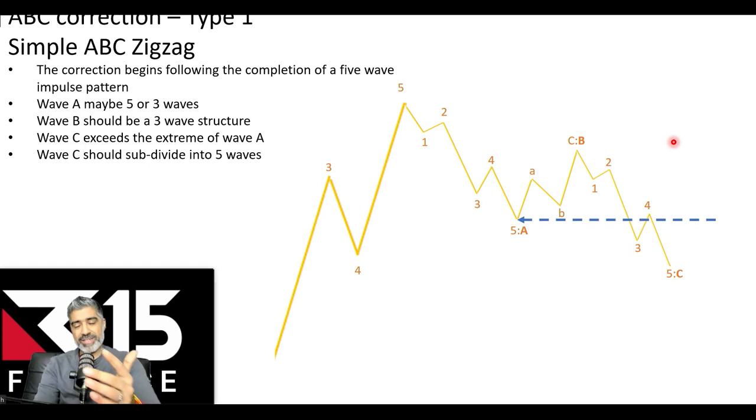Now I'm going to use an example today with Matic Polygon. Now it's not actually a wave ABC. The Polygon one actually does something called a running ABC correction, which doesn't exceed, but you'll see this pattern. But we should always anticipate an ABC zigzag, because this is the most common, it's the easiest to kind of project in advance.